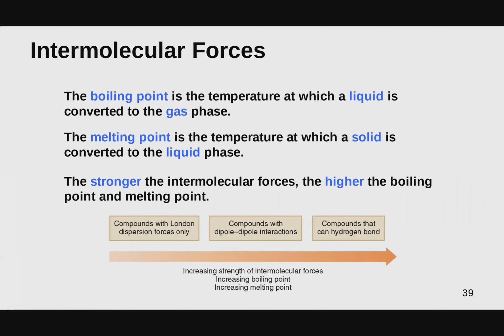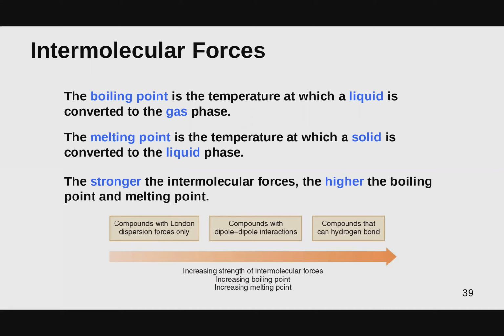So as we mentioned before, what causes the changes in some of the physical properties of our molecules is these intermolecular forces, which is why we, of course, talked about them. Now, the boiling point, as you probably recall, is the temperature at which a liquid becomes a gas. The melting point is the temperature at which a solid is converted to a liquid. But the reality is, the stronger the intermolecular forces, so the more London dispersal forces, dipole, and hydrogen bonding you have, the higher the boiling point and higher the melting point.